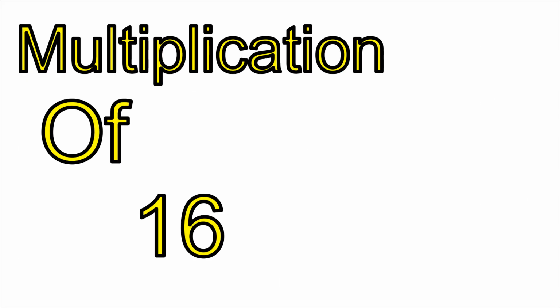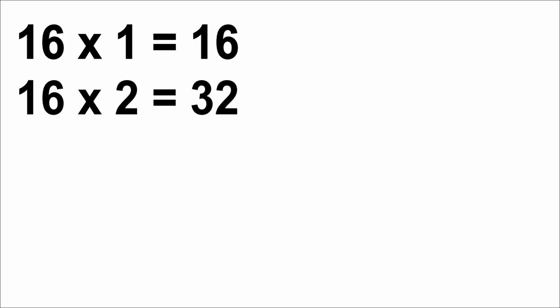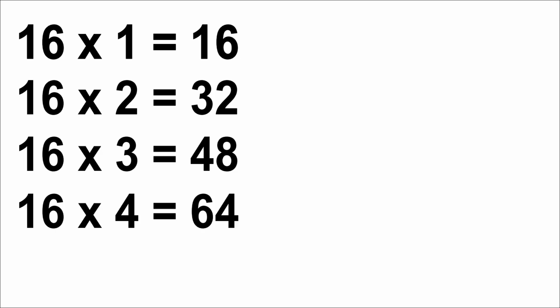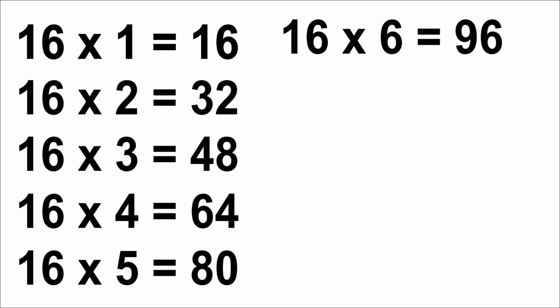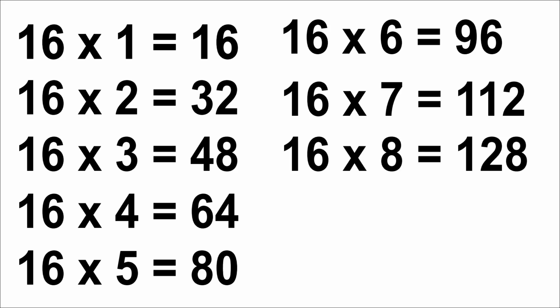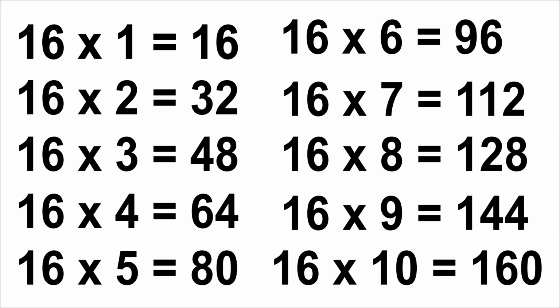Multiplication of 16. 16 times 1 is 16. 16 times 2 is 32. 16 times 3 is 48. 16 times 4 is 64. 16 times 5 is 80. 16 times 6 is 96. 16 times 7 is 112. 16 times 8 is 128. 16 times 9 is 144. 16 times 10 is 160.